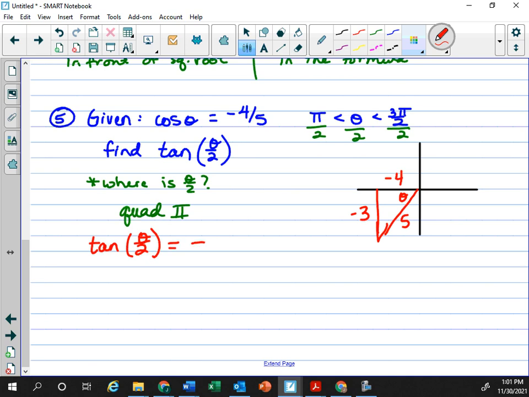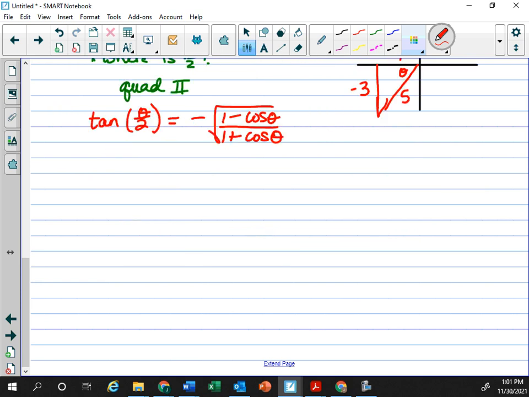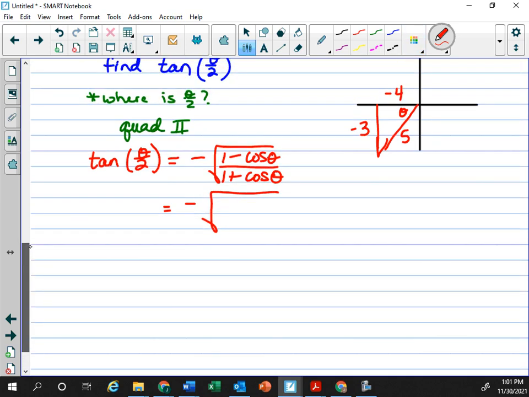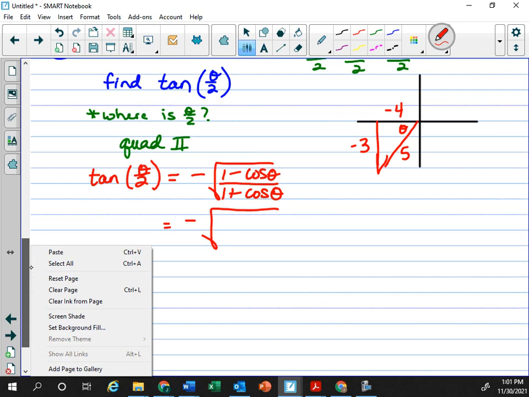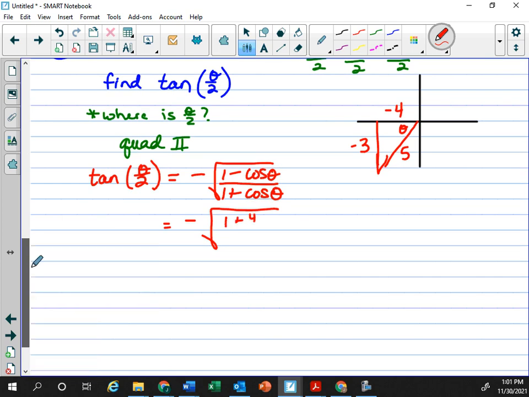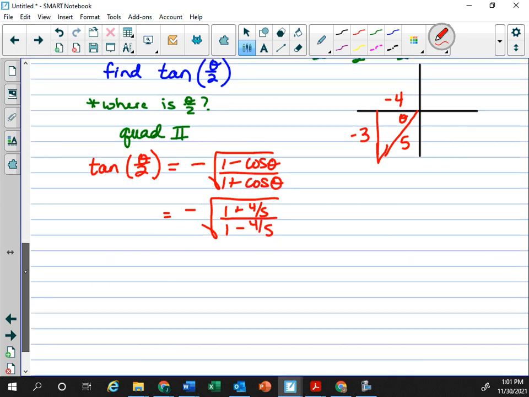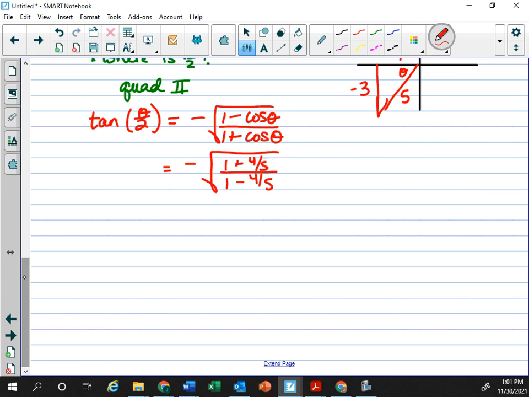And you can use any of the formulas for this. I don't know why I'm doing this one, but sometimes we do the more complicated one. So do you guys see cosine of theta is negative 4/5? So I'm going to have 1 plus 4/5 over 1 minus 4/5. Just clear out the fractions as soon as you can.